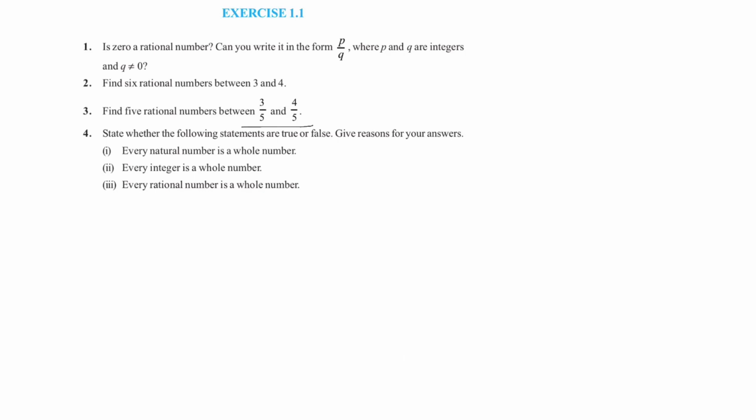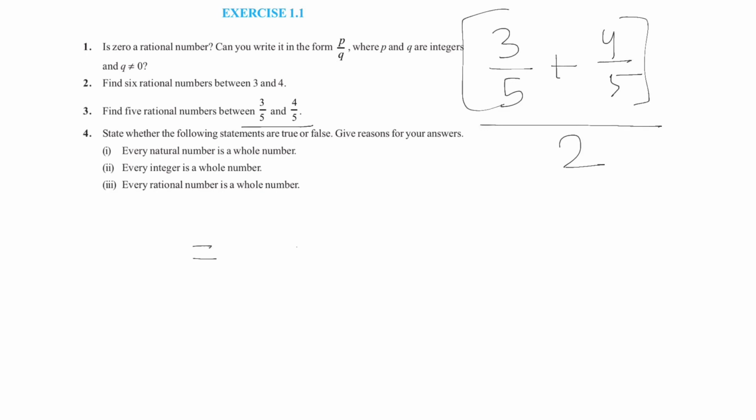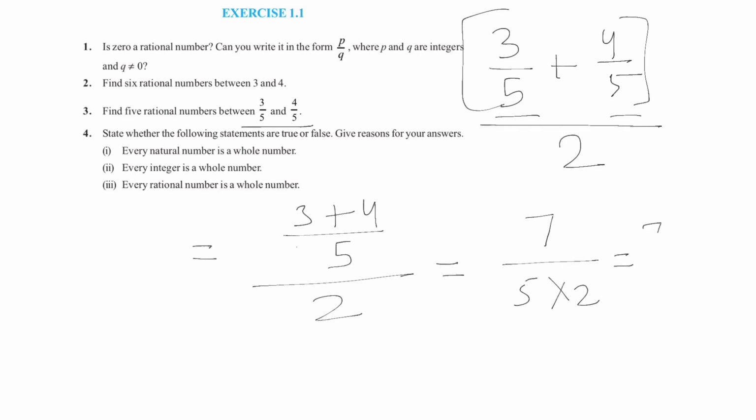Another method is not very simple because it is very tedious, a lot of things have to be done. We will add 3 by 5 plus 4 by 5. This is a fraction addition, and then we'll simply divide it by 2. So first, adding 3 by 5 plus 4 by 5, we have a common 5 here, so we simply add 3 plus 4 and divide by 2. So 3 plus 4 is 7 by 5, and divided by 2, that is 7 by 5 into 2, that is 7 by 10.